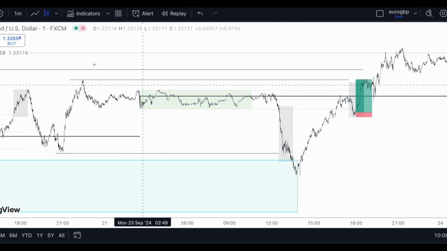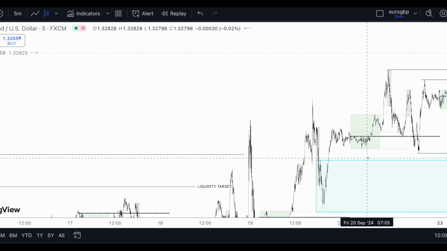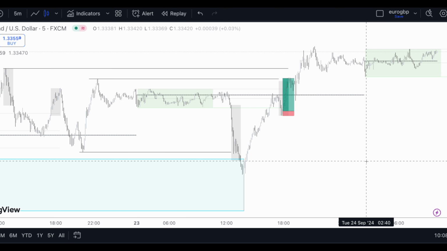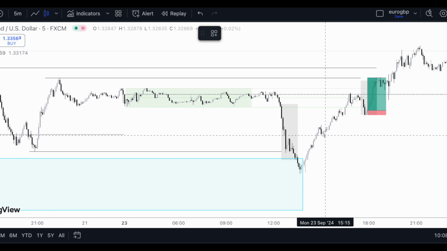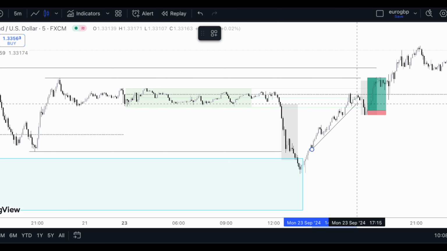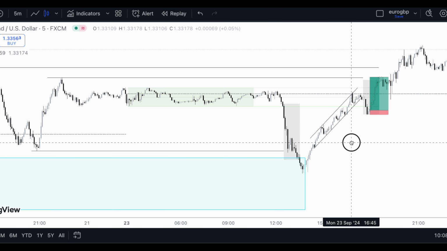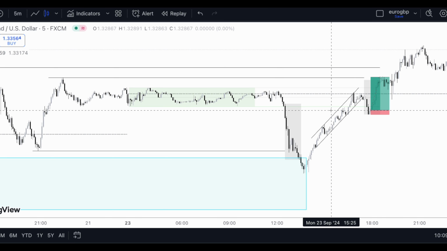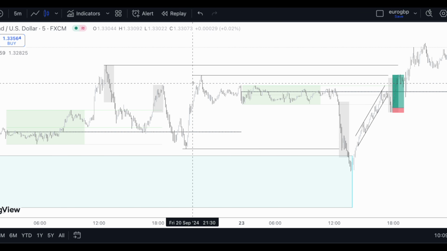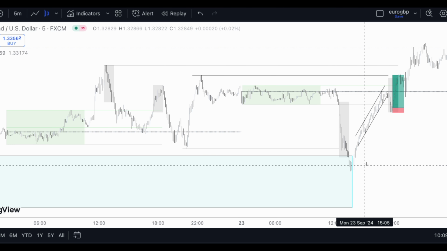Once the London session was over, I waited for the New York Open, and what you can see in between, the market created this trend. This is the perfect trend line that everyone can see, and you can see from retail perspective, this is higher high, this is lower low.